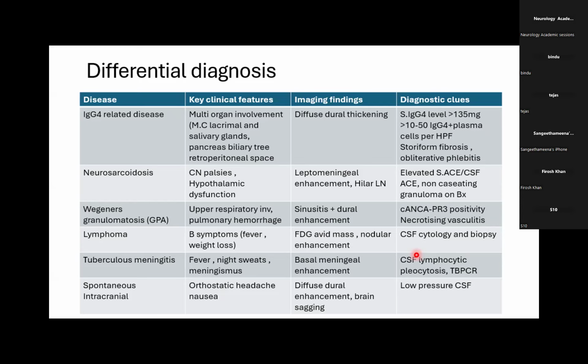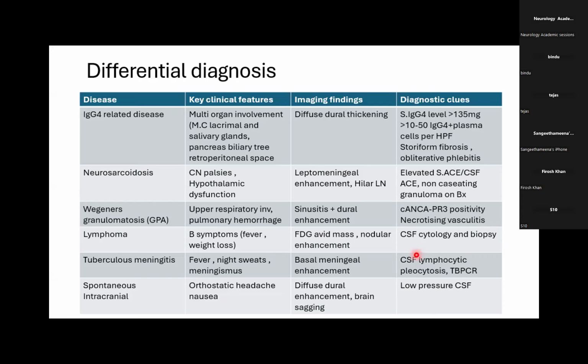Then lymphoma, these symptoms are seen in lymphoma. There is fever and weight loss. On imaging, if you get an FDG PET, it shows a mass lesion with increased FDG uptake. And there will be nodular enhancement. Diagnostic clues are CSF cytology, where malignant cells can be seen. Atypical lymphocytes can be seen in CSF.